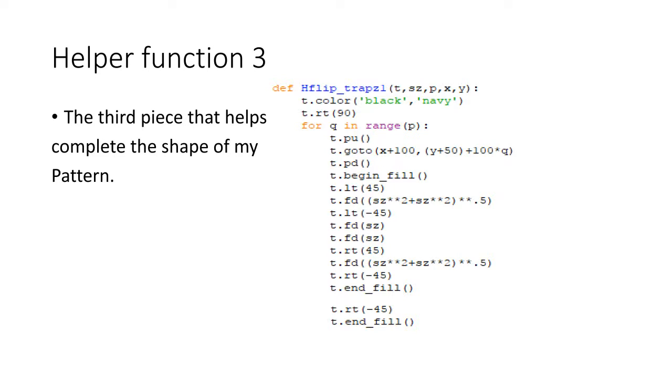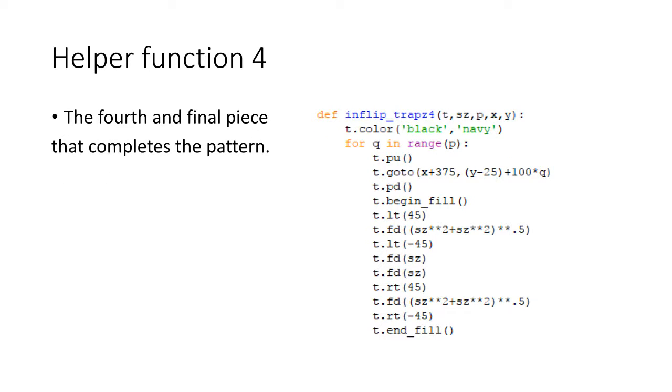Here's the third function, which does the same thing again, but it rotates from the previous one by 90 degrees. So if you start from the original drawing, it actually rotates 180 degrees, and that helps draw my third piece. My fourth piece is what finishes how our pattern looks. And so again, I do the same thing as before 4 times, and I get the pattern that I desire, as many times as I want.